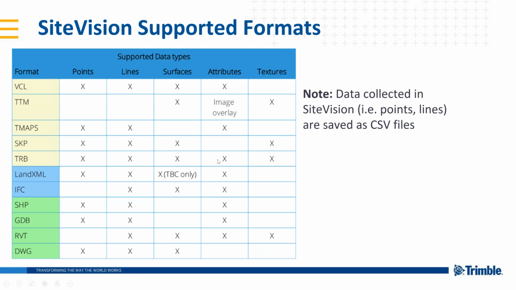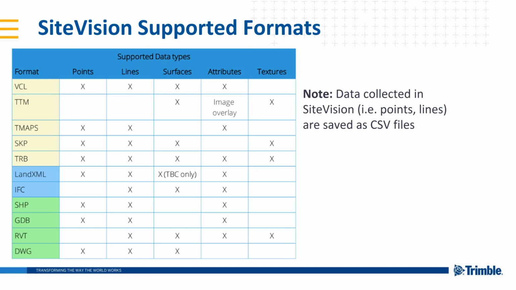On our website, we do have this nice little chart. So depending on what you're doing in the field, will help decide what file formats you want to use. So if you're using all points, line, surface, and attributes, you're probably going to want to use a VCL file. And then down below for Esri or GIS formats, we use shapefiles and geodatabases.